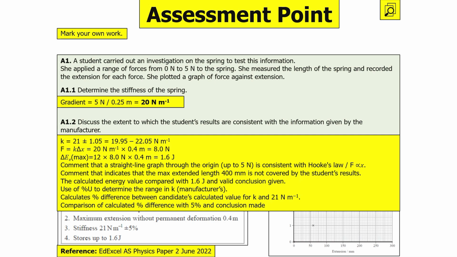So we do get a straight line graph through the origin, which is consistent with Hooke's law. They also indicate that the maximum extended length is not covered by the student's results in the information given. The calculated value is compared with the data needed of 1.6 joules. We conclude on this. We use our percentage uncertainty to determine the range in k, which we've just done, and calculate the percentage difference between k and the value of 21 and see if that leads to a difference of more or less than 5%.